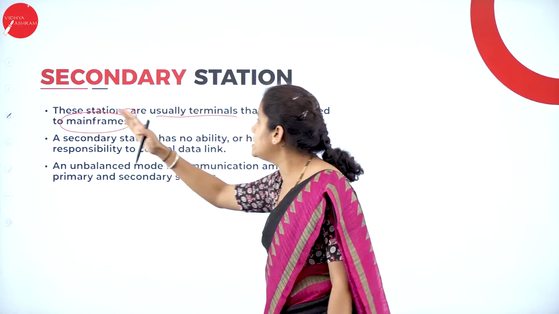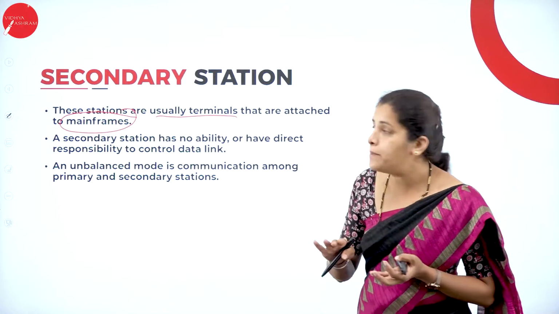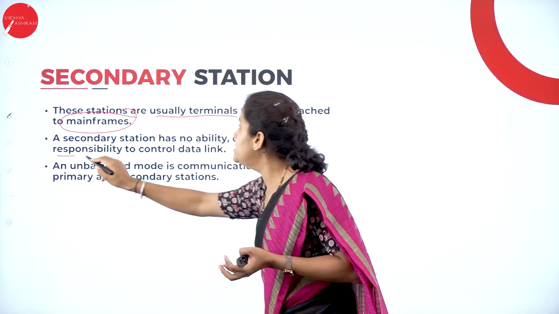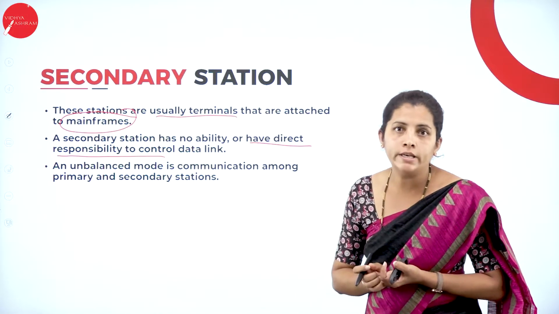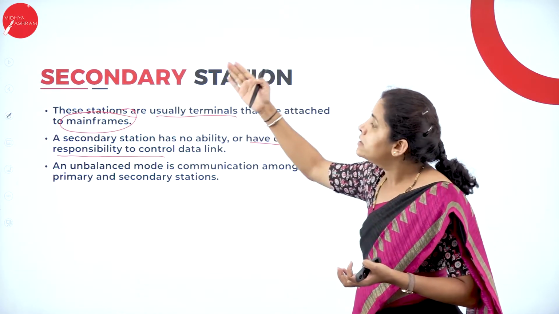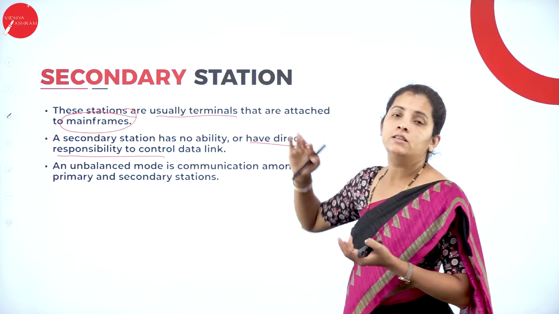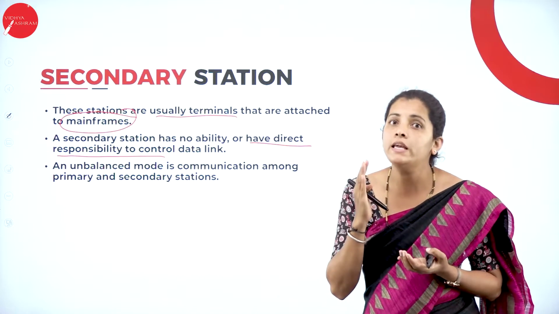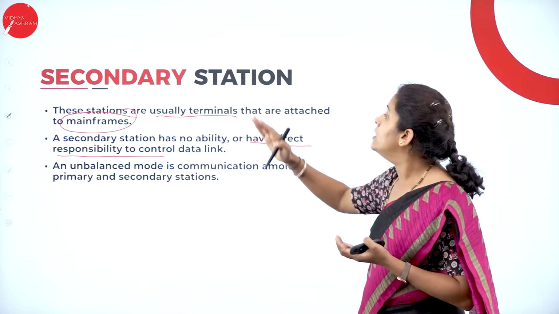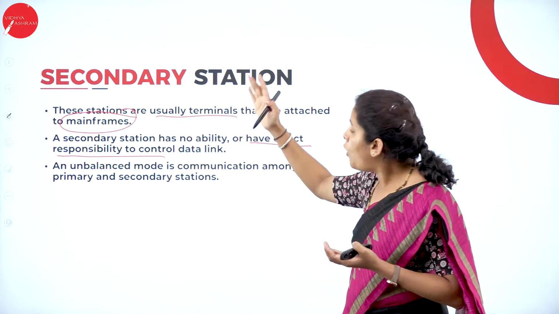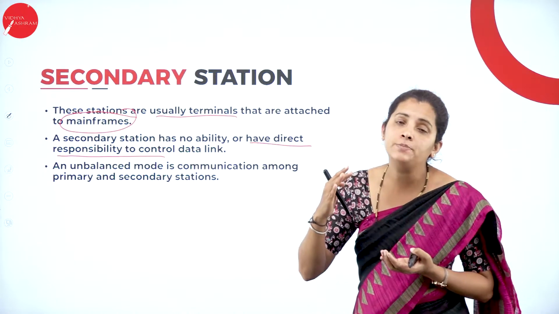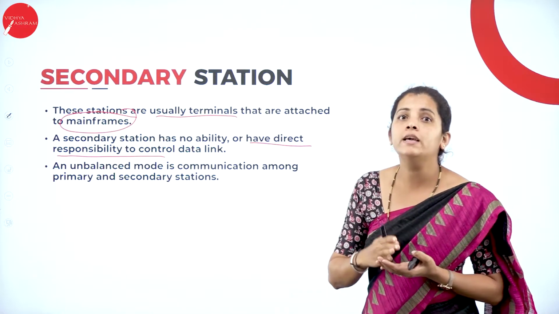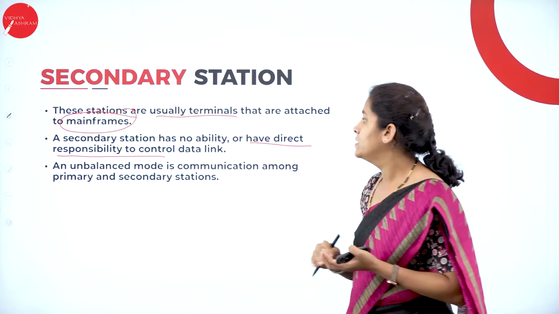So the secondary stations have no ability or direct responsibility to control the data link. Here in the secondary station, they don't have any ability or any rights to control the data link. So all the control and management of data links are carried out by the primary station.